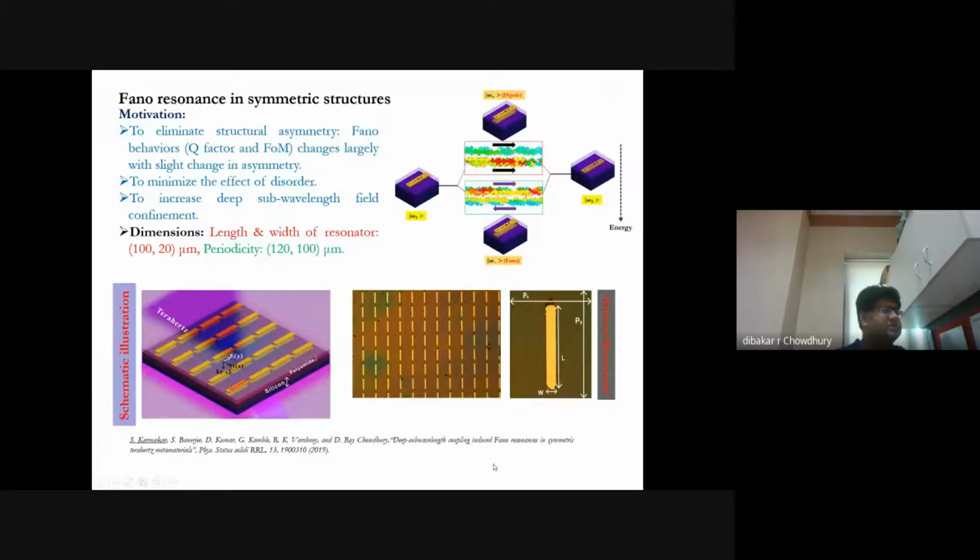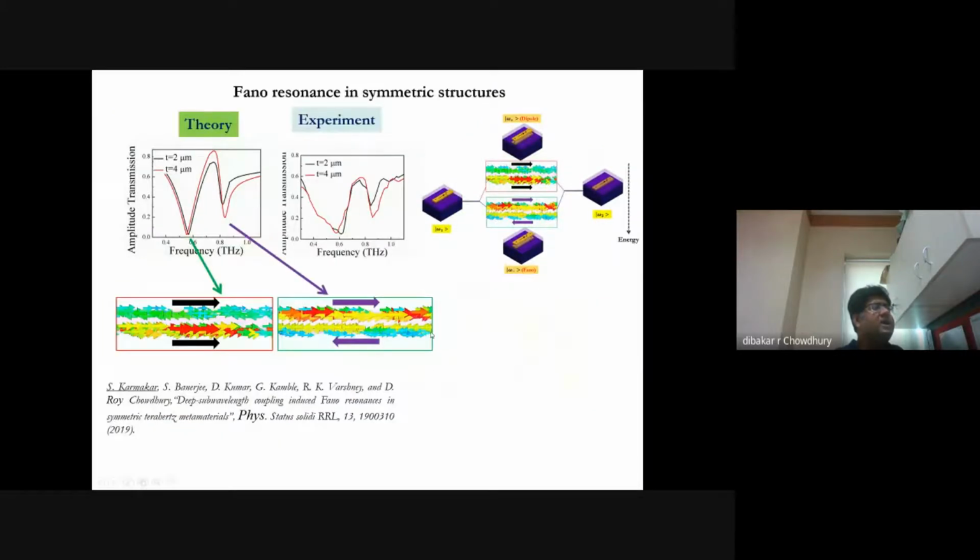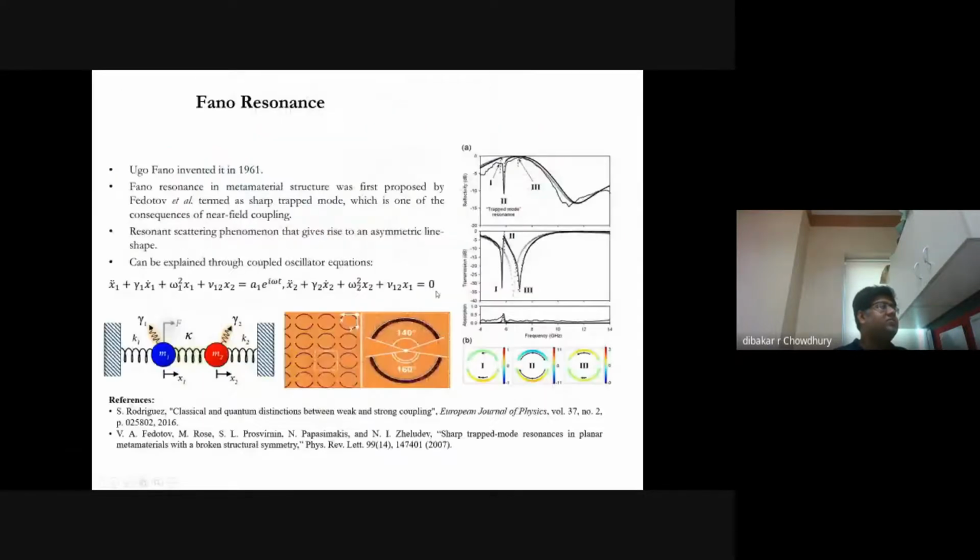This work was published in Physica Status Solidi RRL, Rapid Research Letters, 2 years back. And what we showed there, this is the theory and this is our experiment for this kind of structure. And you see that there is a broad resonance evolved here at this low frequency, whereas this narrow resonance appeared at the high frequency. This is the theoretical calculation using the coupled oscillator model.